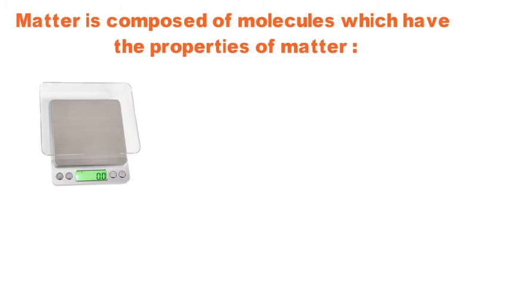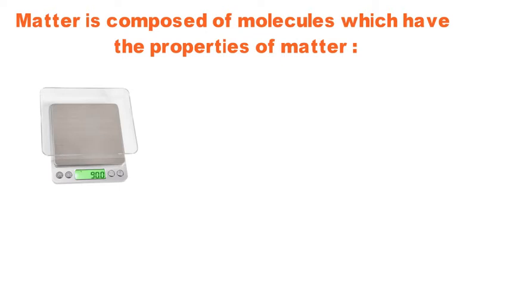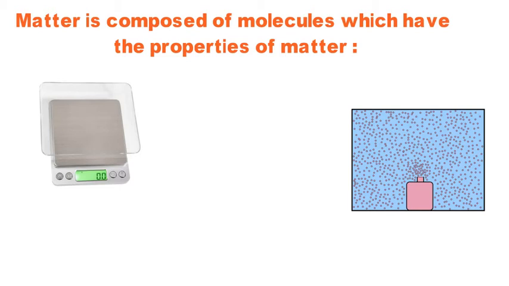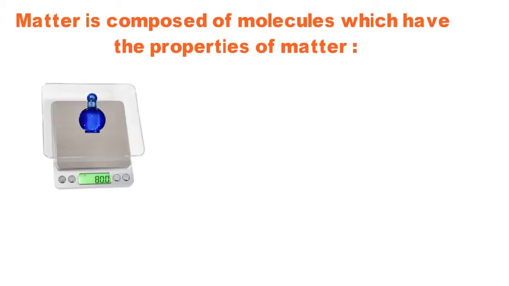Let's see this activity. If I have a bottle of perfume and I measure it on the scale, I will find its mass, for example here 90 grams. When I open the bottle of perfume, leave it for a while and measure its mass again, I will find what? I will find that the smell of perfume spread all over the room and the mass of the bottle of perfume decreased. Why? I didn't take anything from the bottle of perfume, but why did the mass decrease and the smell spread all over the room?